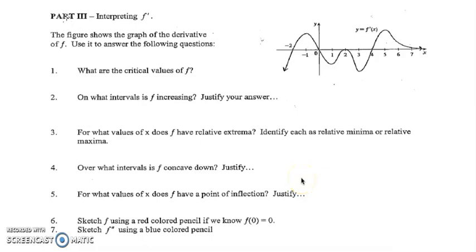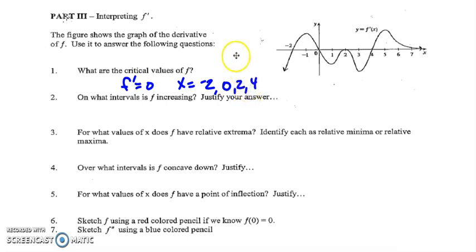Great, here's a nice curve sketching problem given the derivative function f prime. What are the critical values of f? Well, the critical values of f occur where f prime is equal to 0 or is undefined, but it doesn't look like that happens in this case. So f prime equals 0 where x equals -2, 0, 2, and 4.